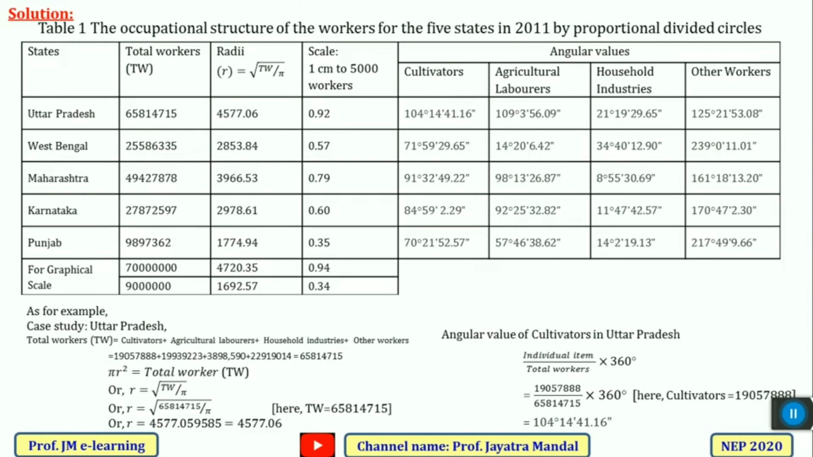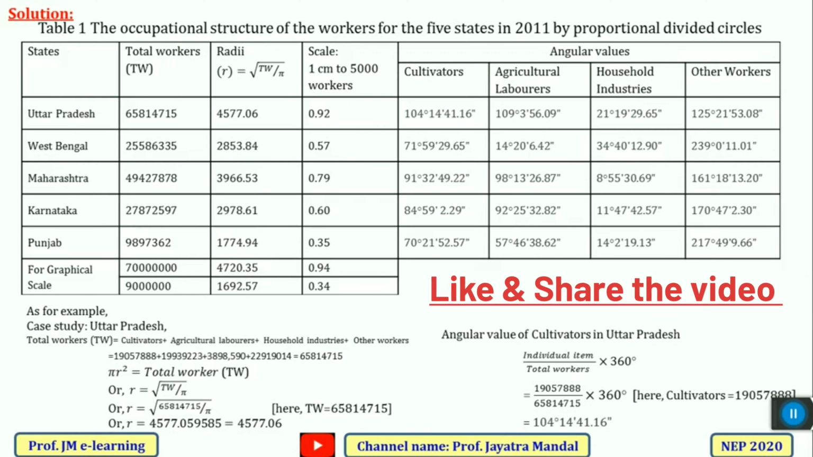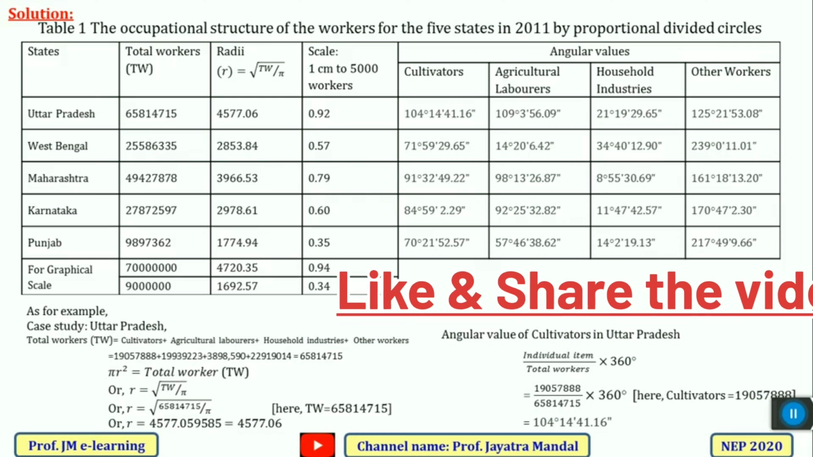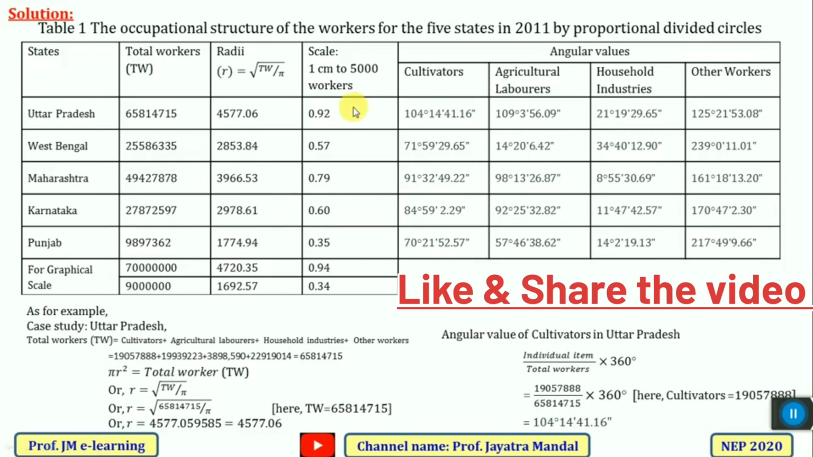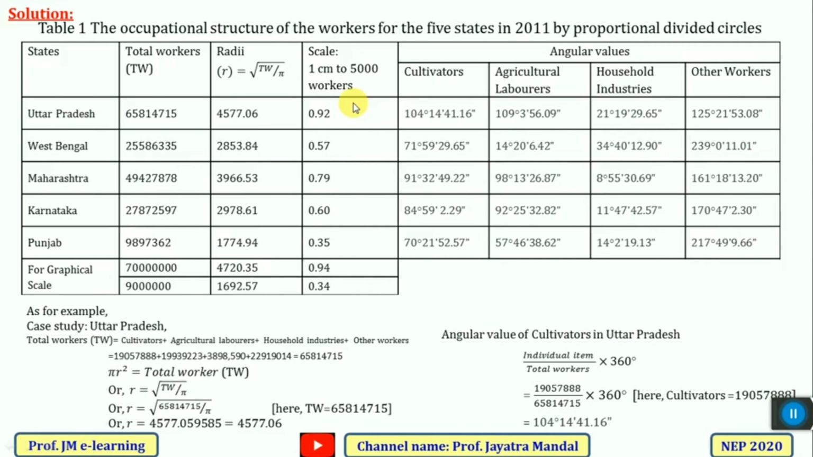Here is the solution. Firstly, create a solution table like this. The column heads are states, total workers, radii, scale, angular values for individual items, or we may say different parts of the circles. Write down the names of the given states.